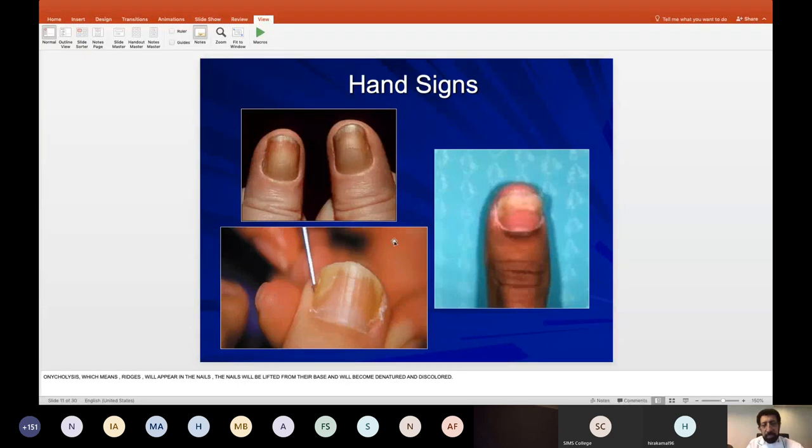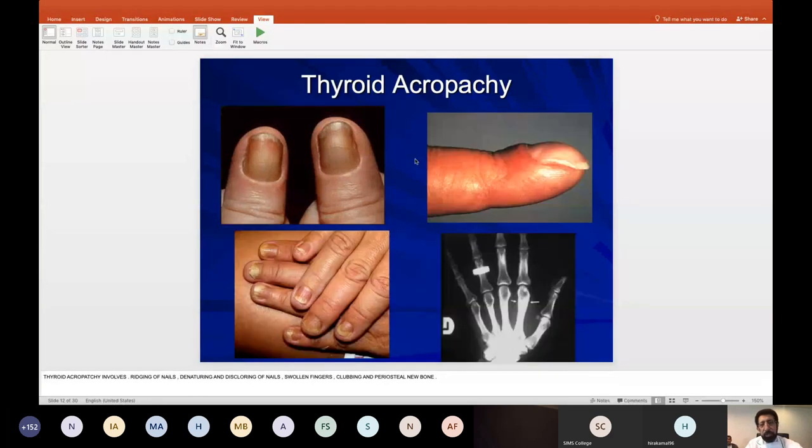And on the hand, there are certain other worthwhile signs. Let's look at the pictures first. You'll find that the terminal portions of the digits become more swollen. The nails will have ridges, and they will become discolored, not only on the sides but on the fronts as well. This is what is known as thyroid acropathy, which means the effect of the thyroid gland on the distal portions of your body, like the extremities, the hands, or the feet. So this is what you're going to find.